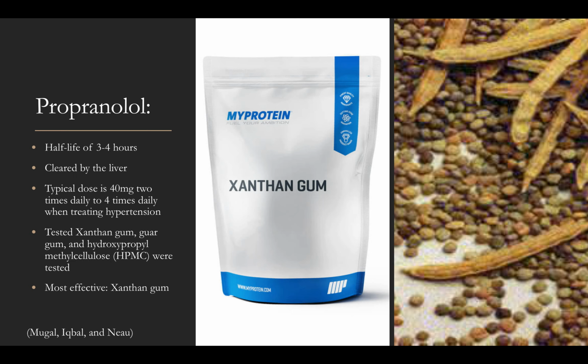Researchers tested the following mediums as potential matrices to slow the release of propranolol: guar gum, xanthan gum, and hydroxypropyl methylcellulose, which is a mouthful. They found that hydroxypropyl methylcellulose wasn't comparable to guar gum and xanthan gum. Guar gum and xanthan gum had the same effect when mixed at the same ratios, so performance was not benefited by a higher ratio of one or the other when mixed together.